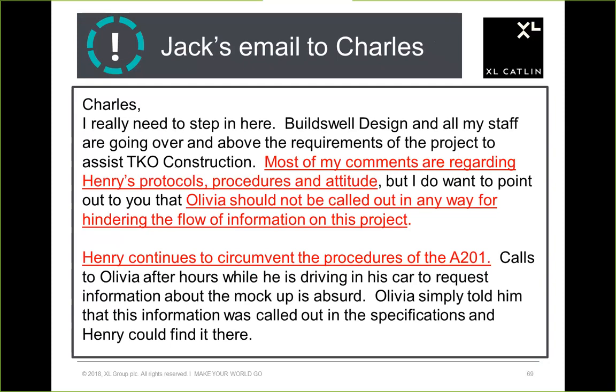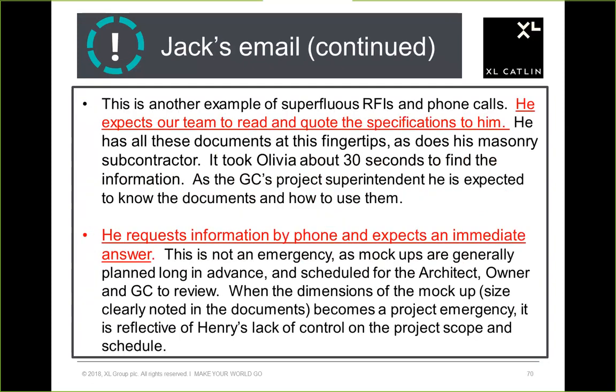He goes on with some additional detail and then states, "This is another example of the contractor expecting our team to read and quote back the specs to him. It took Olivia 30 seconds to find the information. As the GC's project superintendent, he is expected to know these documents and how to use them. He requests this information by phone and expects an immediate response.